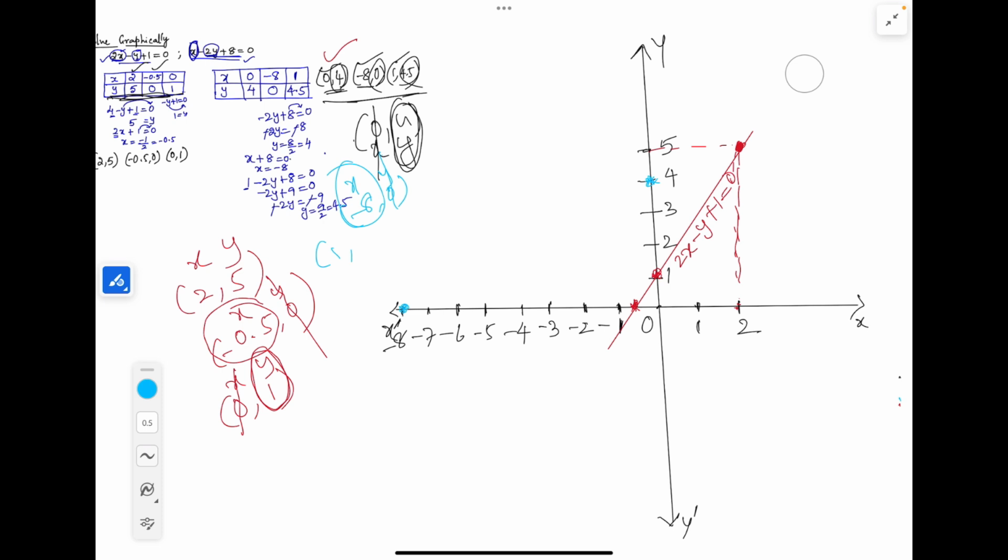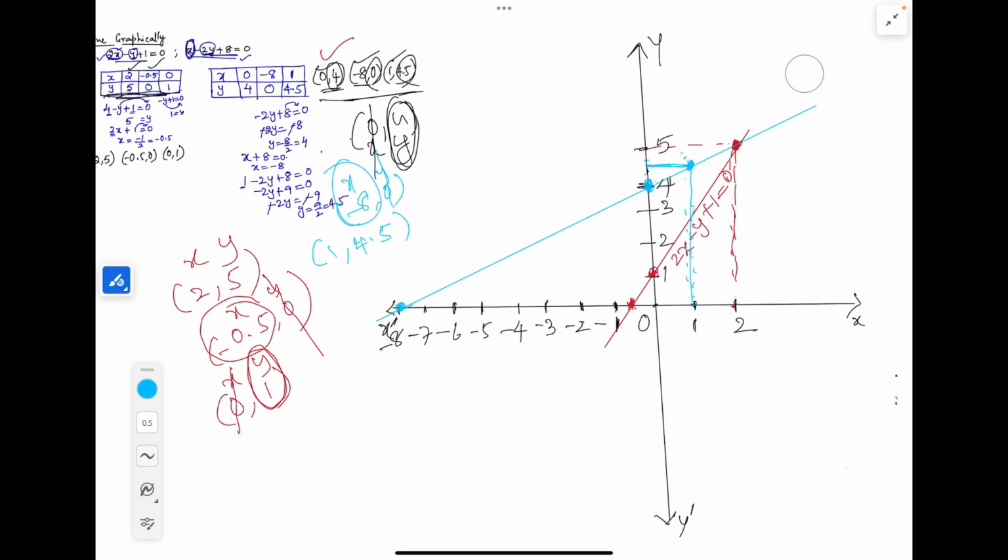Next point is 1 comma 4.5. So 1 is here, 4.5 will be here in between this. Okay, so try to draw properly, children. Exactly when you do it in the graph paper, it will come properly. Now let us join these 3 points.